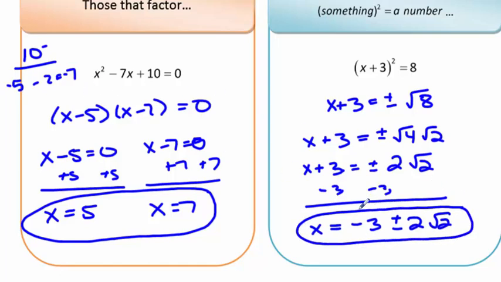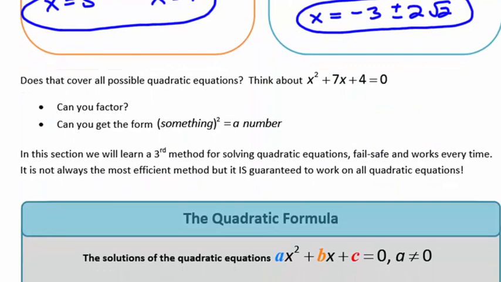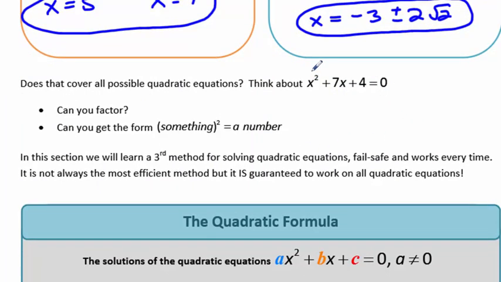So you have x equals negative 3 plus or minus 2 times the square root of 2. Those answers separately are negative 3 plus 2 square root of 2 and negative 3 minus 2 square root of 2. But does that cover all the possibilities? No. Let's think about x squared plus 7x plus 4 equals 0. Can you factor it? No.